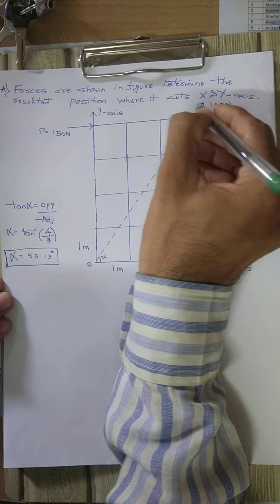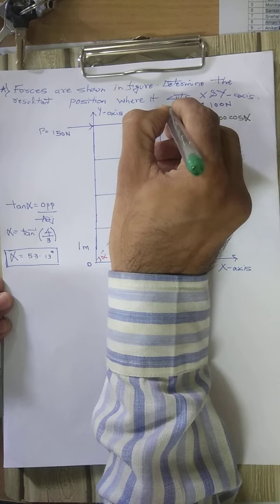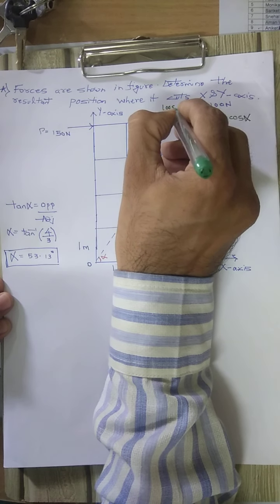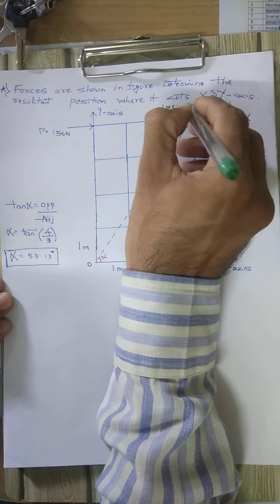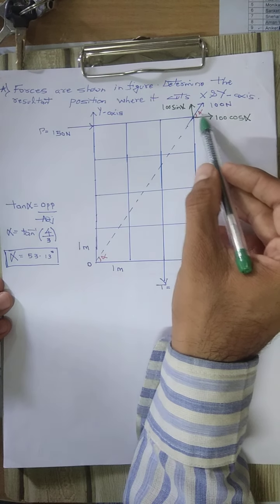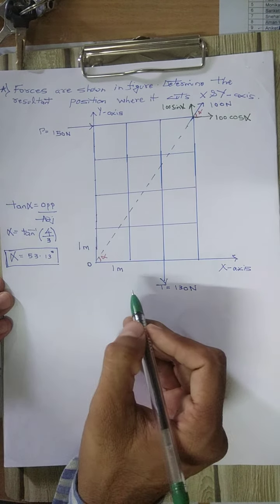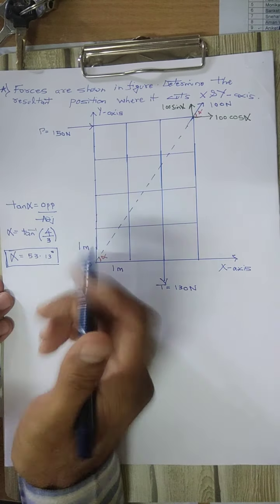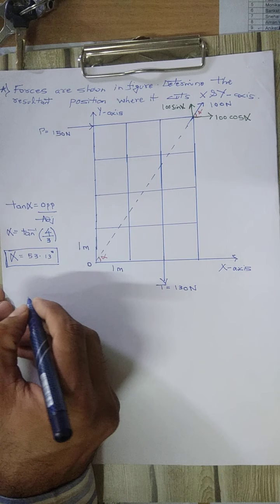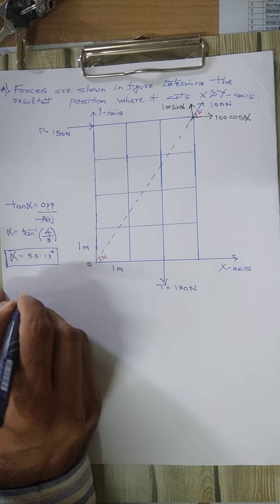Whereas the vertical component is 100 sin alpha. So this horizontal component is cos alpha and the vertical component is sin alpha. Here we have resolved this inclined force. The only one inclined force was there, so we have resolved this one force. So we will find out all the x and y components.